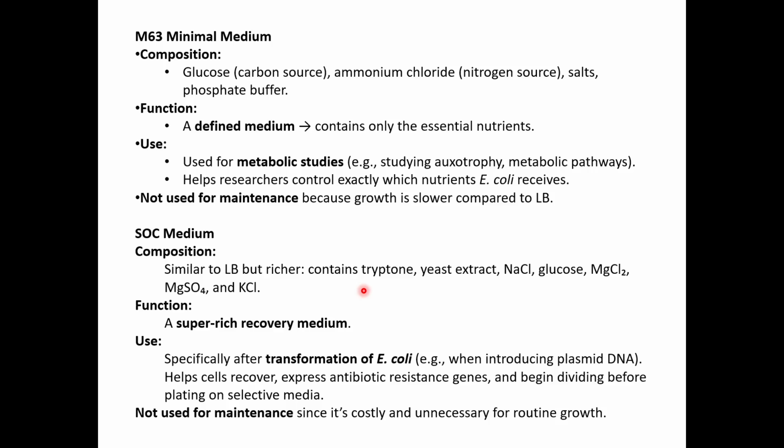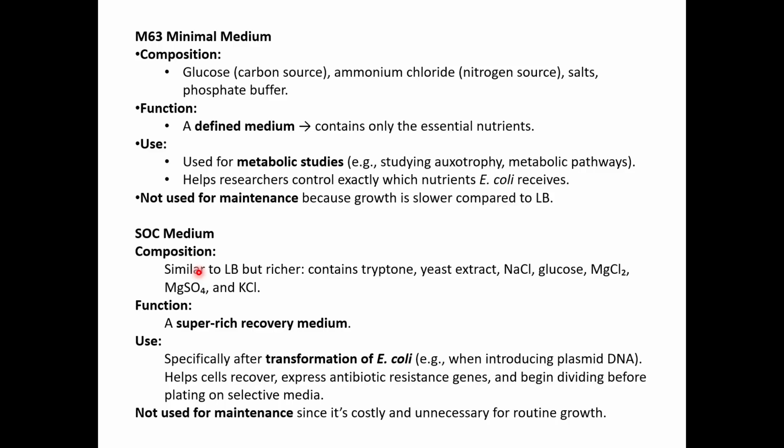So it is standard because it is easy to prepare, it's inexpensive, and it works best for E. coli strains. Whereas M63 medium is a minimal medium. It has glucose, ammonium chloride, and salts. It is a defined medium. It contains only essential nutrients, and it is used for metabolic studies to study auxotrophy, metabolic pathways, etc. It is not used for maintenance of growth because it slows the growth of E. coli when compared to LB medium.